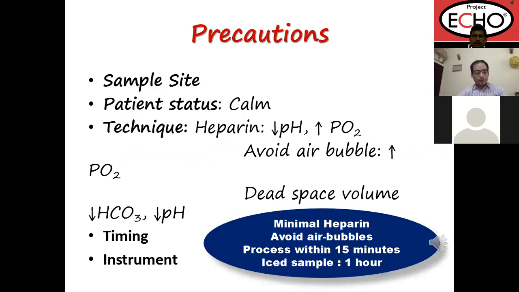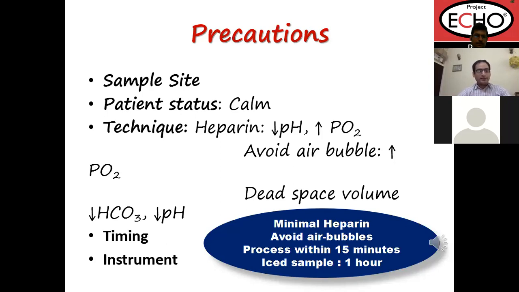Now, during the time of the sampling, the patient should always be calm. He should not be crying. If the patient is crying, that means he will have CO2 washout. And sometimes because of the crying, the baby can go into apnea. So we will have a false low CO2 and oxygen also. So you should always calm your patient before doing the sample.